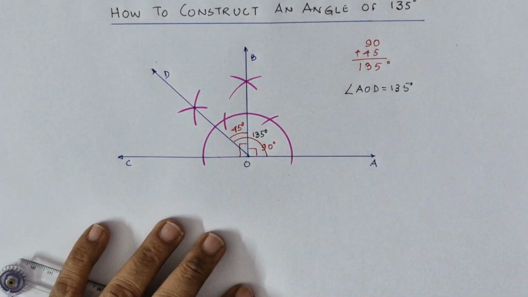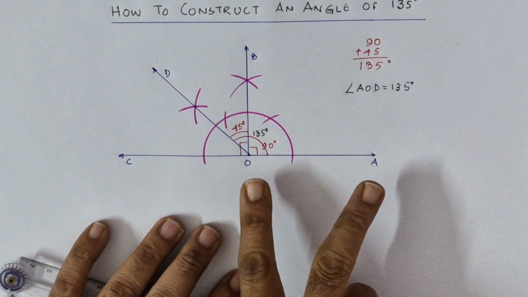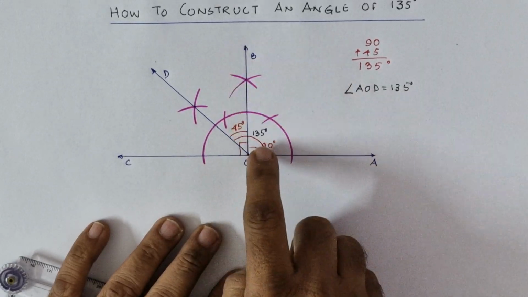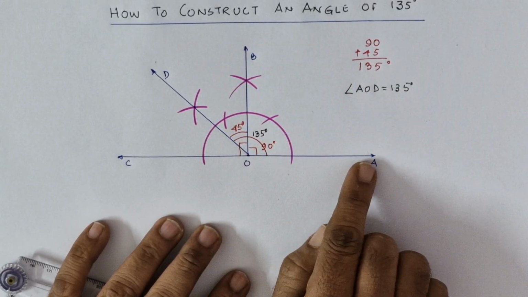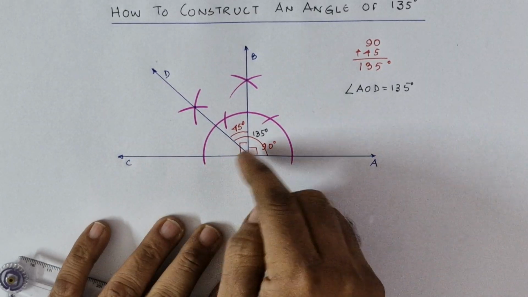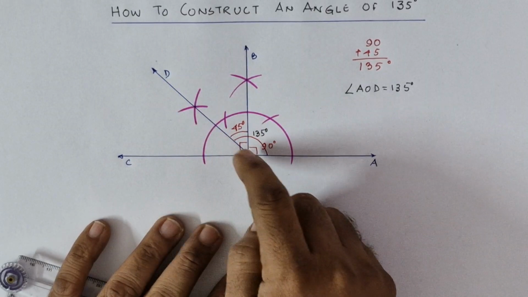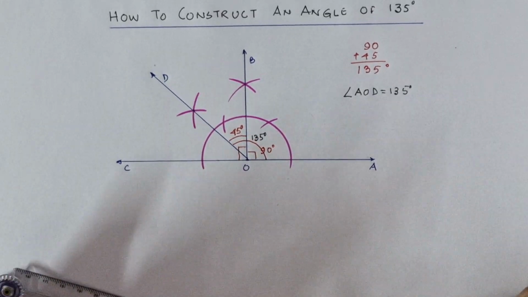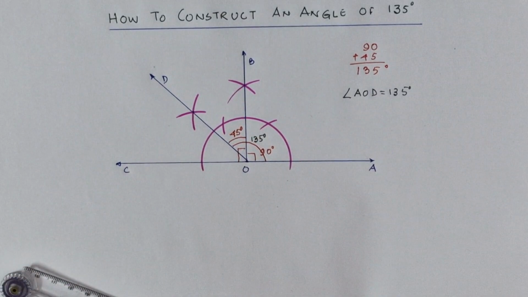So let's recap. First of all, you need an arm AO. From O, the vertex, construct 90 as usual, then extend this arm to C. Then on the other 90, just bisect it. You'll get 45. So the first 90 plus 45 makes 135. Easy.